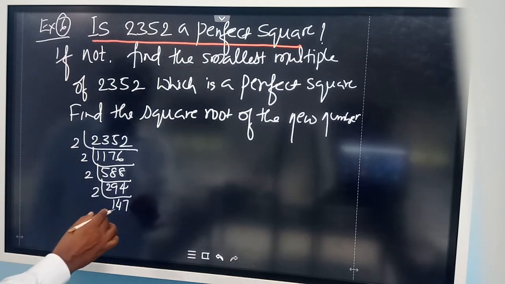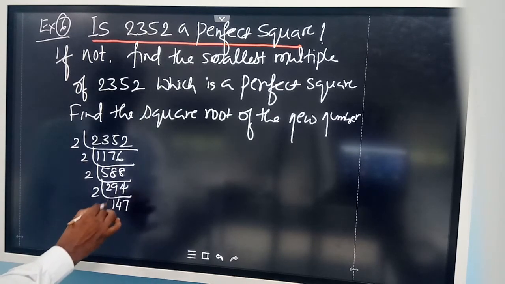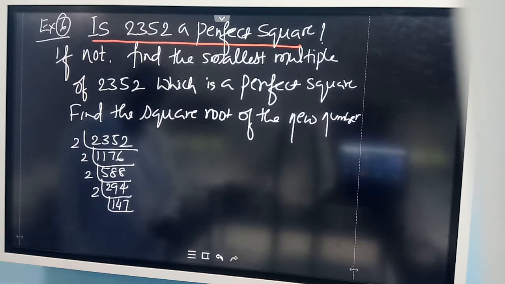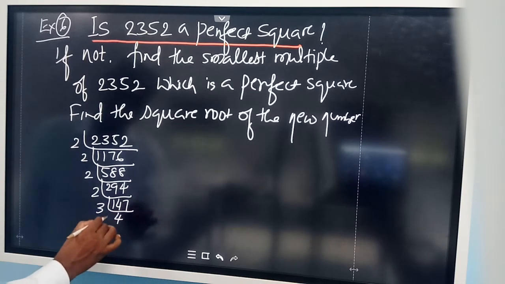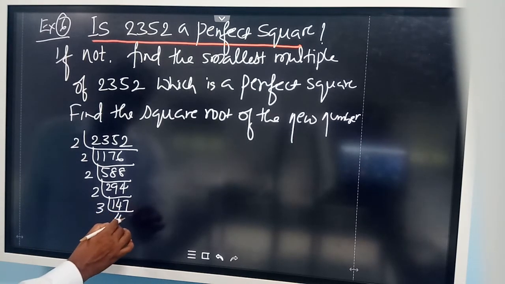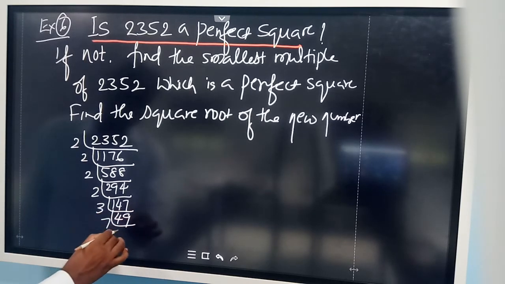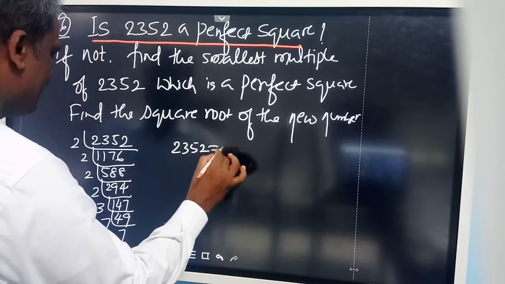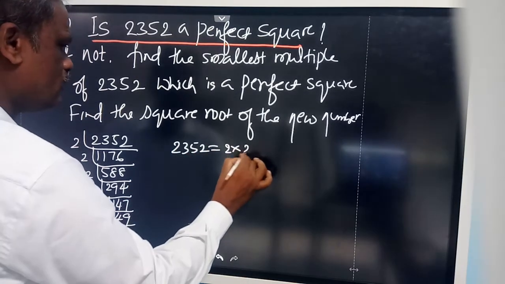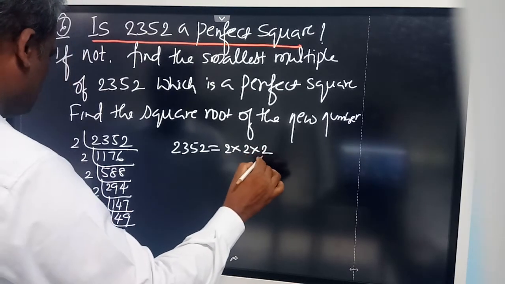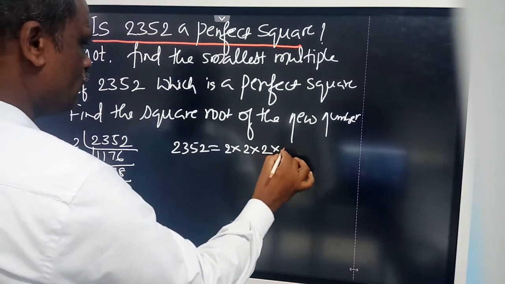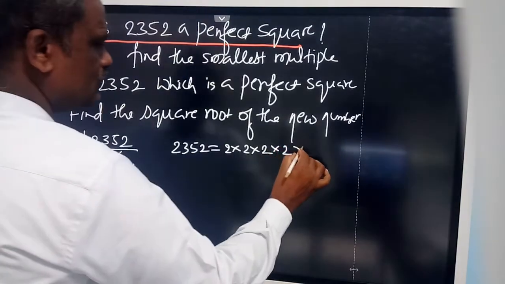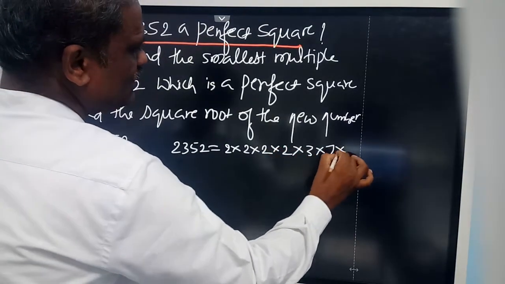Again, is it divisible by 3? 3 fours are 12. 3 nines are 27, again by 7, 7 sevens are 49. So 2352 can be written as 2 into 2 into 2 into 2, then 3 into 7 into 7.